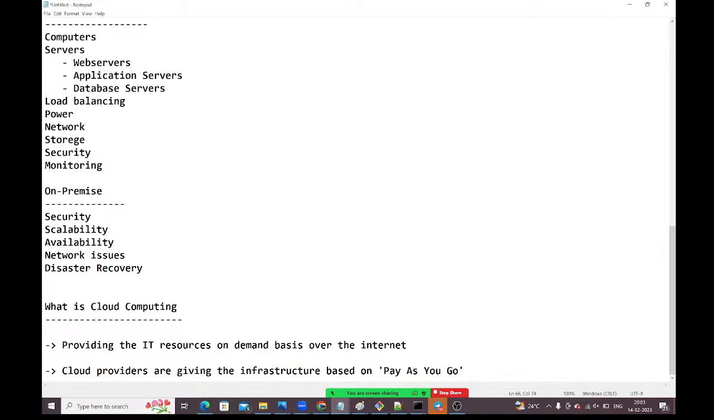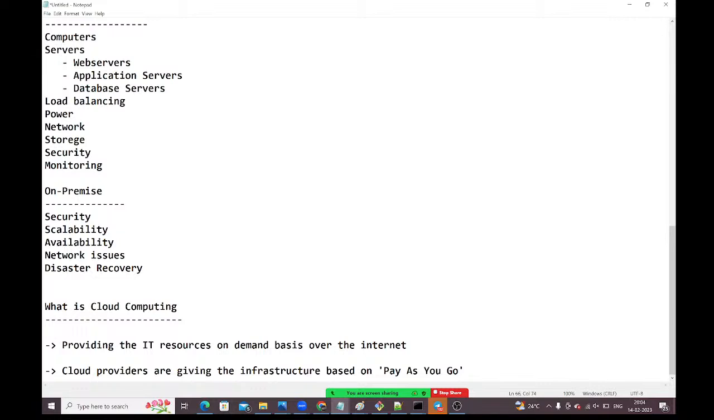Cloud providers are giving the infrastructure based on pay as you go approach. Pay as you go means what, guys? Whatever you are using, pay for that only. No one will force you to use all the services. Based on your project requirement, you can use whatever services you want and just pay for that. Don't pay unnecessarily for all the services.